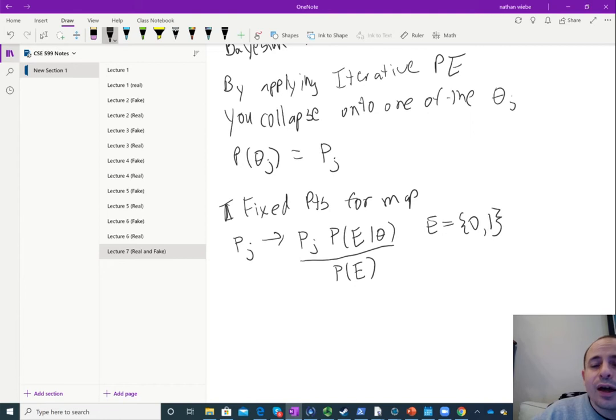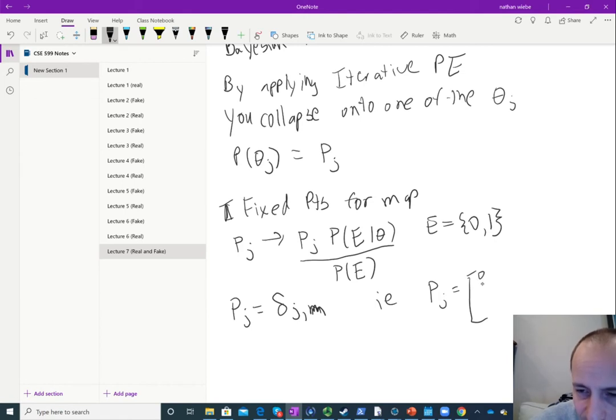Cool. So now let's argue that the following is a fixed point. Let Pj equal the Kronecker delta function j and m, i.e. Pj is equal to 0, 1, 0, all the way down. So there's just one entry that is non-zero, located at j equals m.